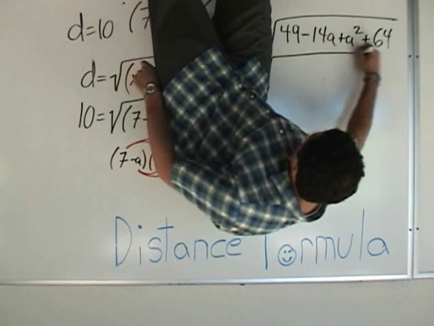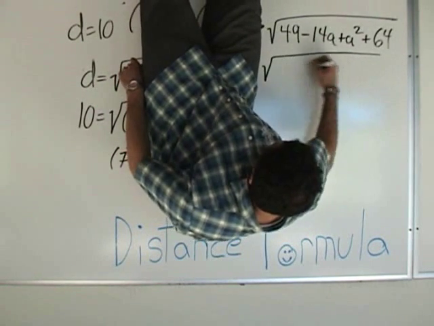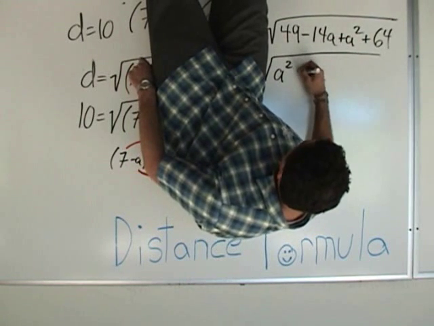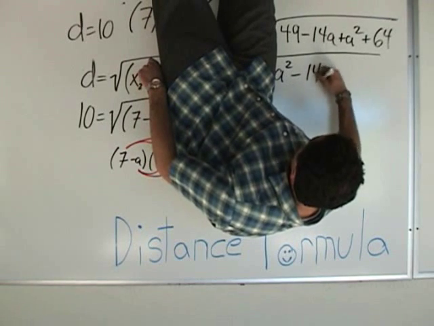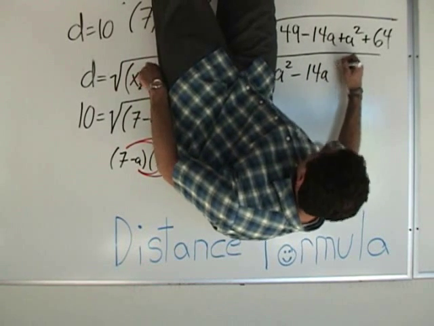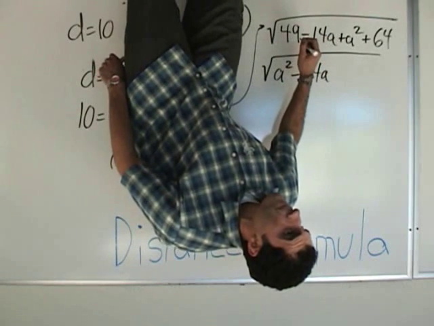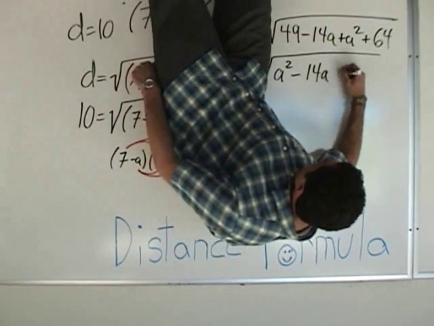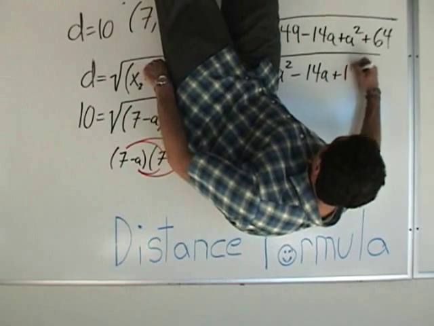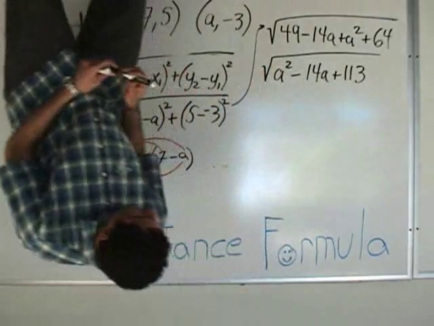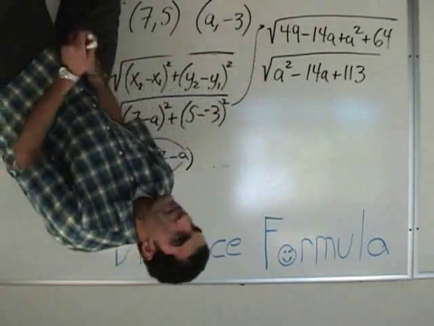This is still under the square root. Gotta have it. So I'm going to reorder: a squared, what is it, plus or minus 14? Minus 14a. Just remember, it's minus 7a minus 7a. Okay, and then plus 113. Now we can do the next step. That's where we are so far.